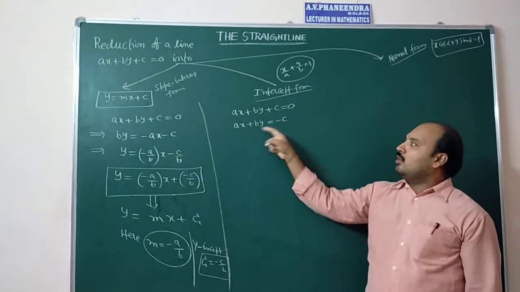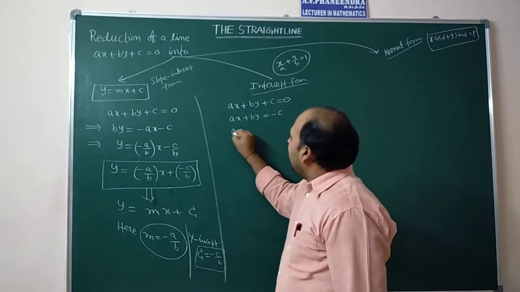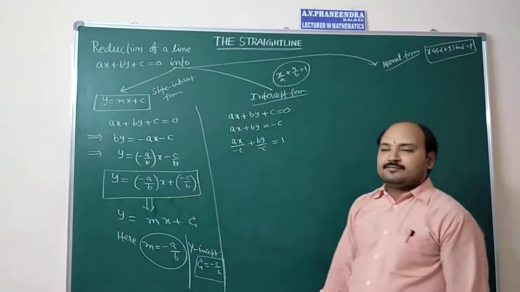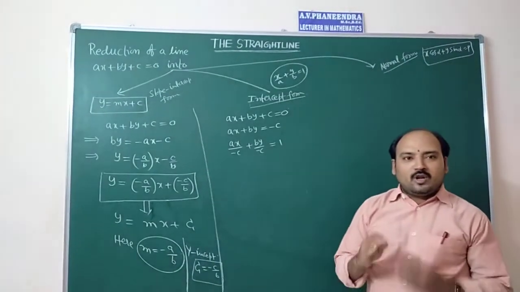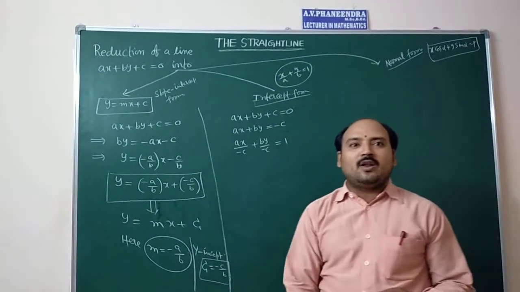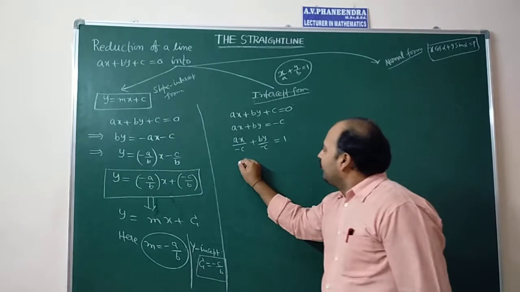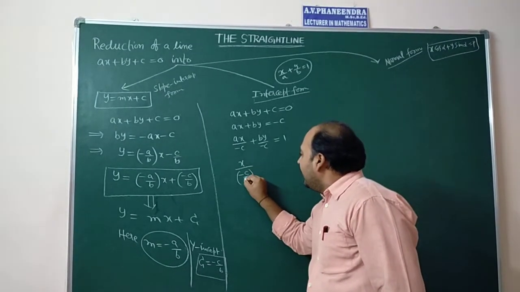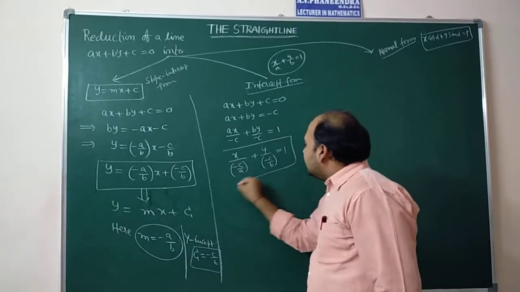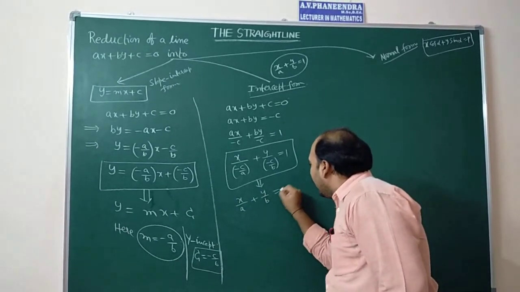After that, divide both sides by this constant, whatever the constant is. So ax/(-c) + by/(-c) = 1. Here the a value and b value are in the numerator. We can write them as the denominator of a denominator. Why are we writing like this? To keep it in this form. So x divided by (-c/a) plus y divided by (-c/b) is equal to 1. This equation you have to compare with x/a + y/b = 1.